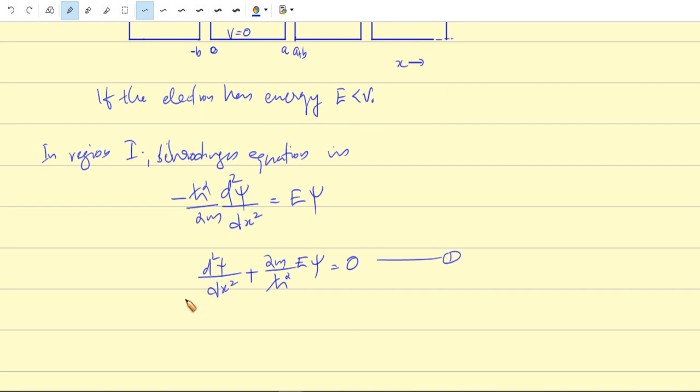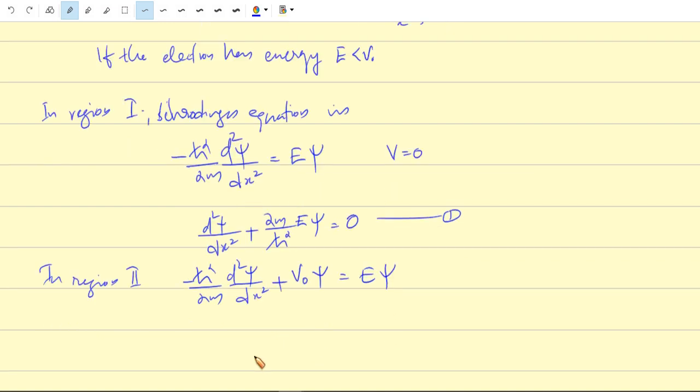And in region 2, that is in the barrier, here the potential is V equal to V0. Here we have minus h cross square by 2m d square psi by dx square plus the potential energy V0 psi is equal to E psi, where E is the total energy.